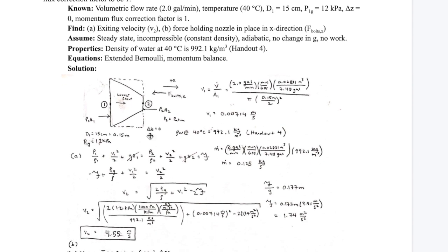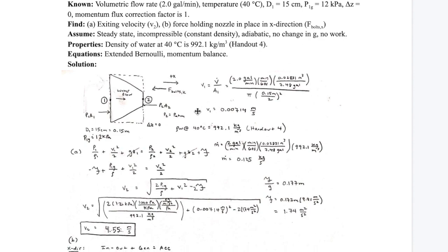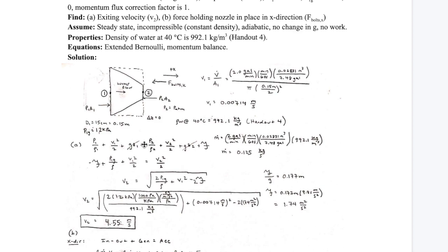So what we assume is, as she states, steady state, incompressible, so that's constant density, it's adiabatic, there's no change in G, and that there's no work. So we set up this energy balance right here, and Z1 is equal to Z2 because there's no change in Z, so we can cancel those out, and when we take P1 minus P2 to put it over on this side, we get P1 gauge because P2 is atmospheric. So then we can find V1 over here from the flow rate, and then we know the frictional loss, so we use all these other numbers to find V2.